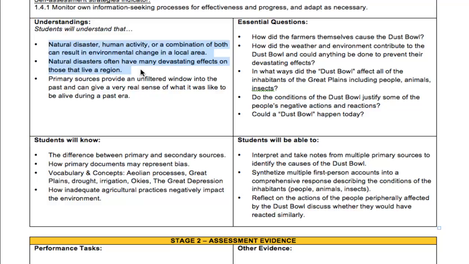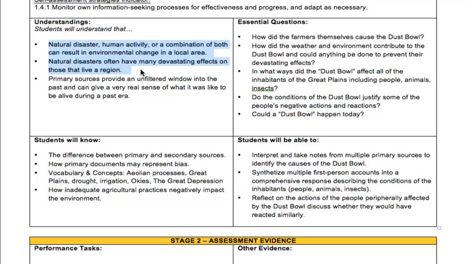So in this particular case, I'm talking about the Dust Bowl during the Depression era. It was a result of a combination of agricultural practices as well as weather and environmental factors. But the large understanding is that this has happened in many situations.